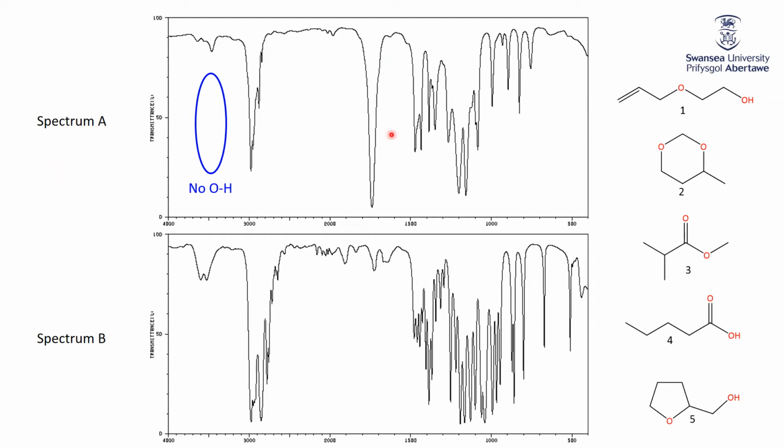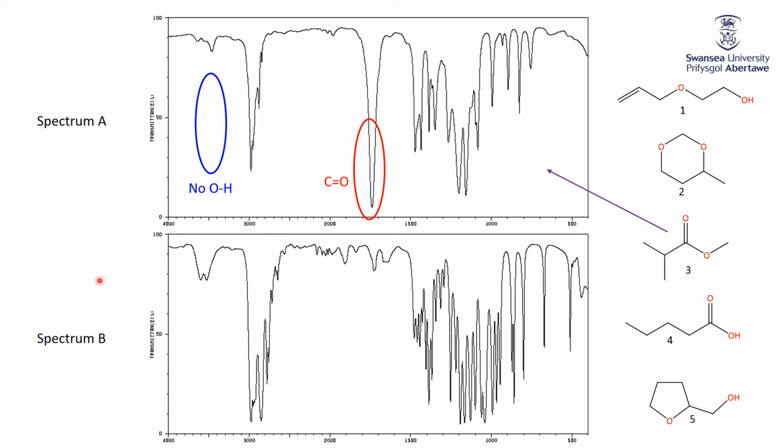Is there a nice sharp dominating peak there somewhere between about 1650 and 1800, give or take? And indeed here there is that beautiful dominating peak that corresponds to a carbon oxygen double bond. Okay, so the two big regions up here, which in this case we don't have, and here, which in this case we do have. So no OH but a carbon oxygen double bond. That pretty much allows me to distinguish this as compound 3. Okay, so spectrum A goes with compound 3.